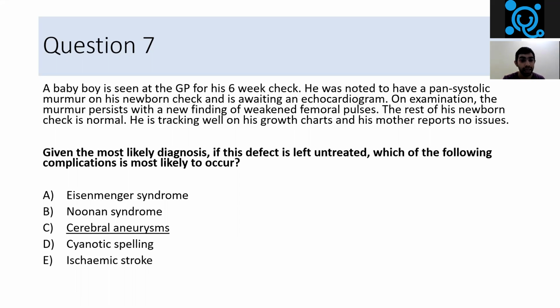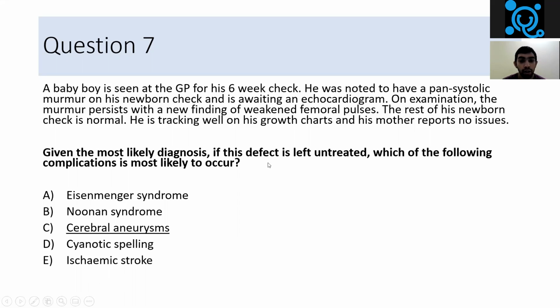Noonan syndrome is a congenital syndrome which has cardiac involvement. So that is not something that would be a complication that was developed. You'll be born with Noonan syndrome. Cerebral aneurysms, so those are swellings of blood vessels in the brain, which we'll come on to in a second. Cyanotic spelling is something that occurs with patients with tetralogy of Fallot. Okay? And I'll discuss this later on when we come on to discussing that condition. And ischemic stroke is, well, I'm sure you guys already know, but interruption of the blood supply to the brain.